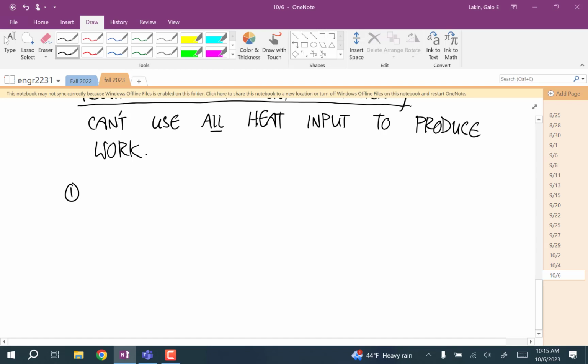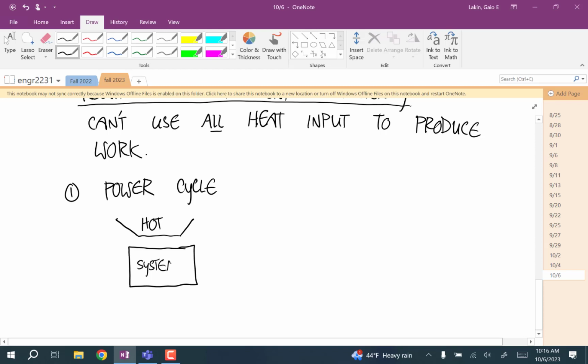So let's think about the three important cycles that we're going to deal with. The first one is the power cycle. That's where heat is input to your system, the gas, and that heat added to the gas produces work. So we'll say there's a reservoir here that's hot, and then this is the system, and then there's a cold reservoir here.